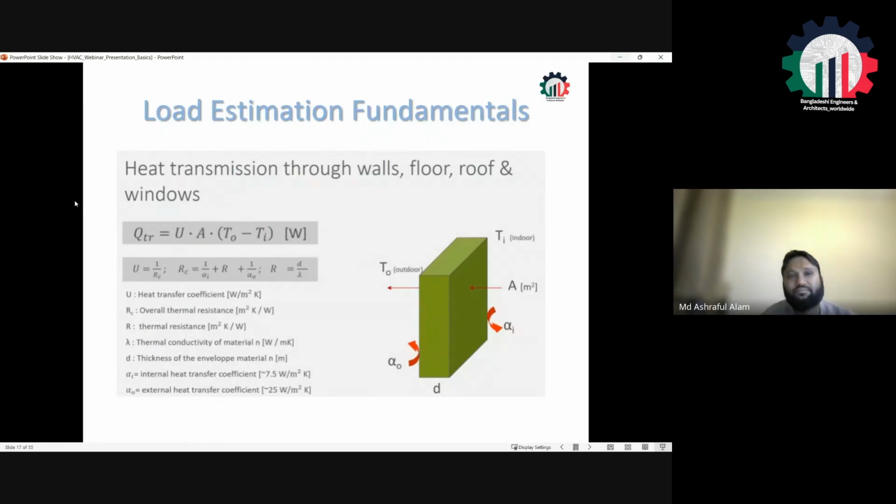So first, let's take heat transmission. In a building, how is the heat transmitted actually? Heat transmission is through walls, floor, roof, and windows. This is common in any building. These are the items we have in a building. So this is transmission, and the equation is very simple here. I think this is an intermediate level equation: Q is equal to U A del T. The most important part here is the U value, which is the heat transfer coefficient.